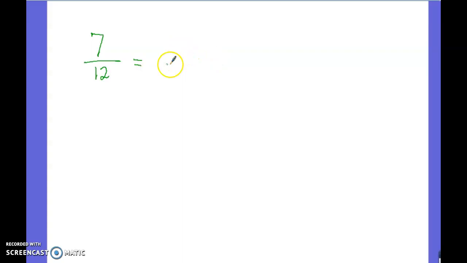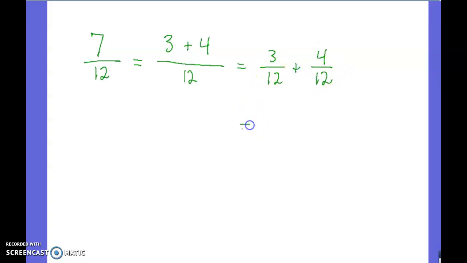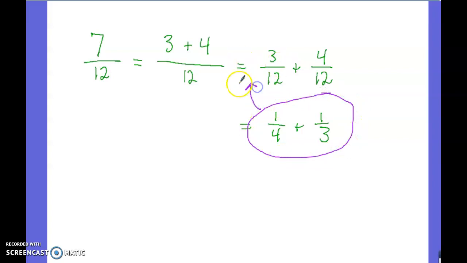What I'm trying to get you to realize is that you can rewrite 7/12 as the sum of something else, like 3 plus 4 over 12. Which then you could rewrite as 3/12 plus 4/12, which then you could reduce to be 1/4 plus 1/3. And here's the thing, most students are very familiar starting here with the 1/4 and 1/3 and going backwards to get that final answer.